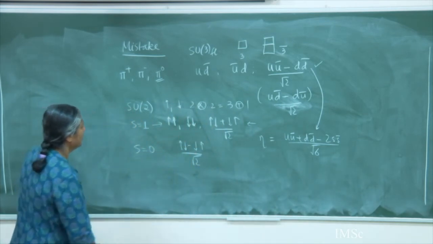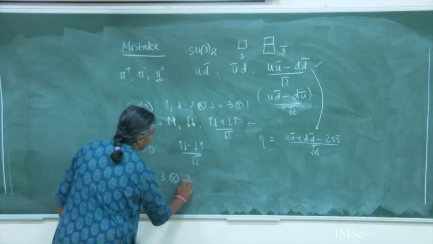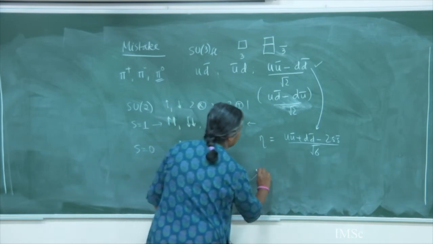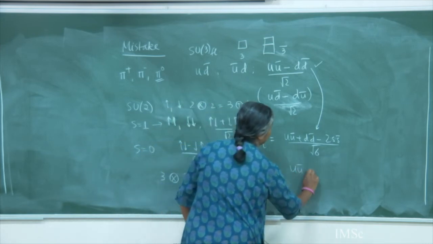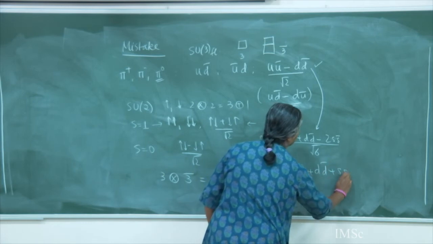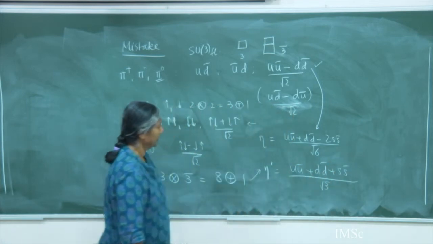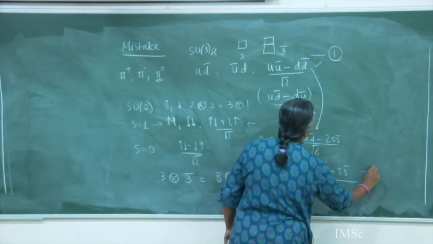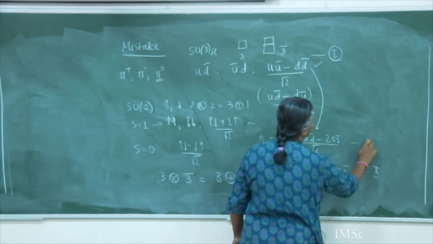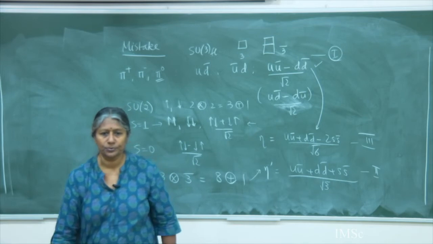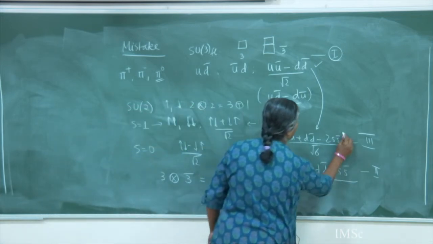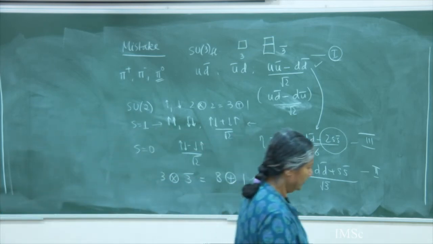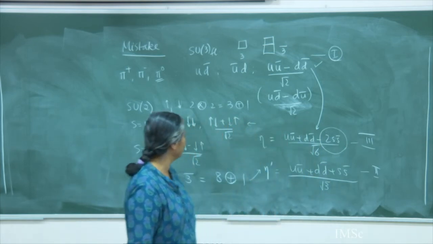Why is that so? Because we had 3 cross 3 bar was 8 plus 1. This is your meson octet. This was the singlet. What was the singlet? The singlet was just the trace, right? u u bar plus d d bar plus s s bar by root 3. So I have identified one neutral state, the second neutral state, and the third one I identify as being orthogonal to the other two. And therefore, this must be there because it is a true SU3 object and not an SU2 object. So I think I didn't emphasize that enough in the previous lecture.